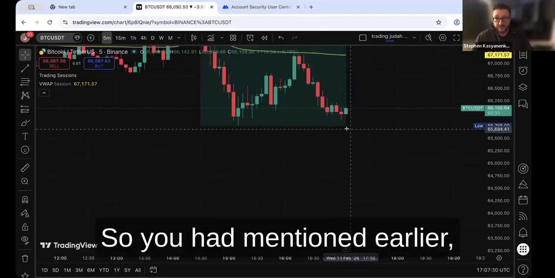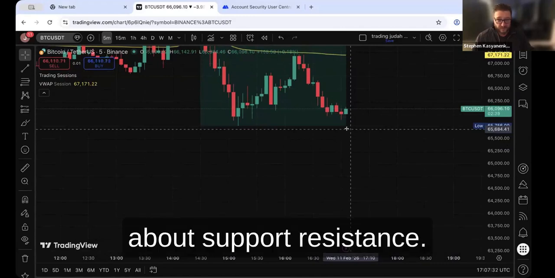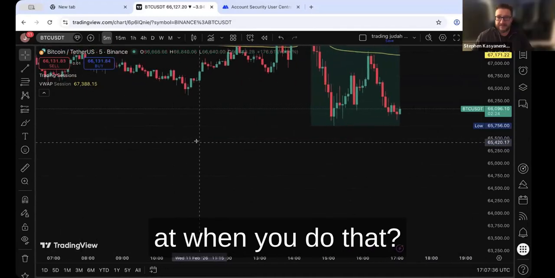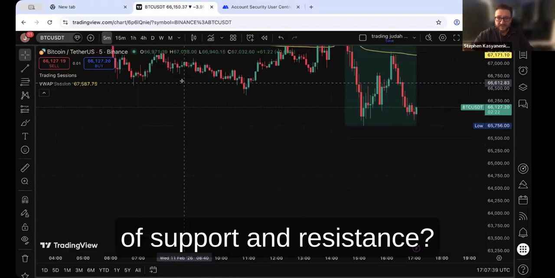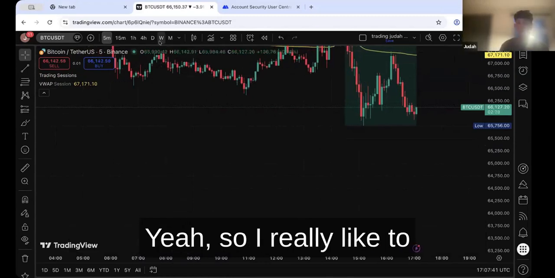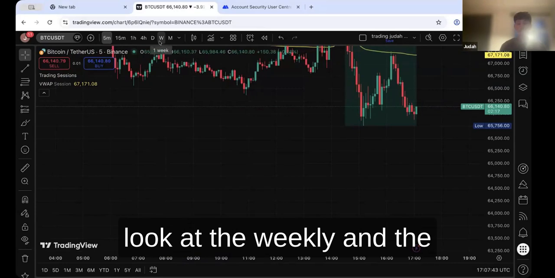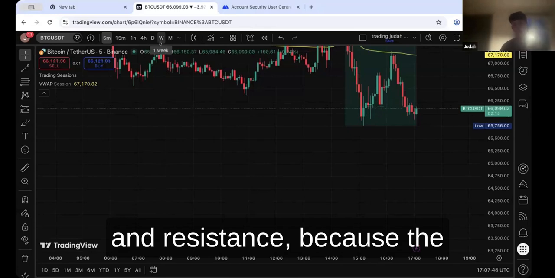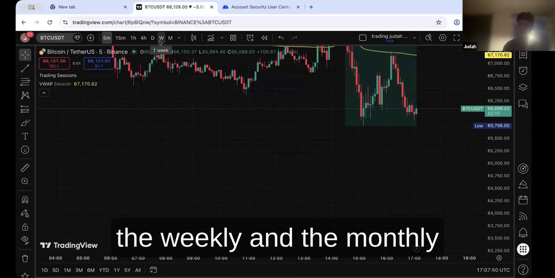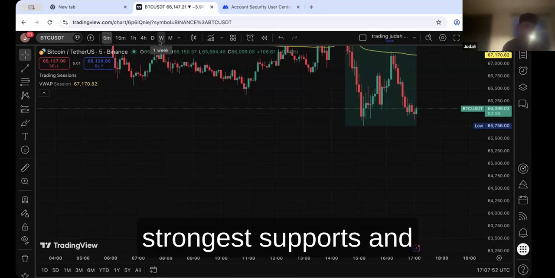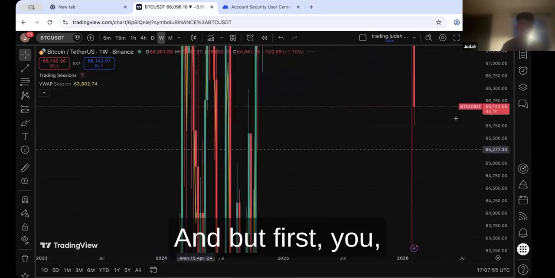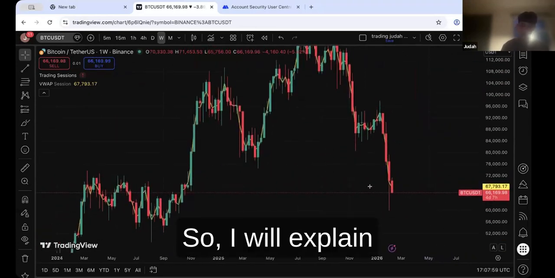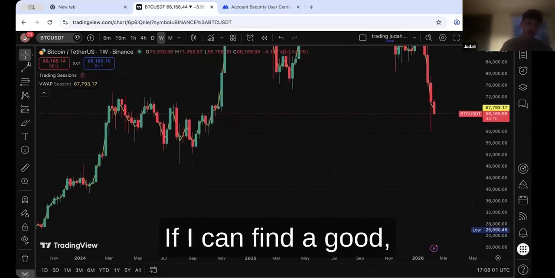You had mentioned earlier, and so did Amir, something about support, resistance. What time frame are you looking at when you do that? And can you show me an example of support and resistance? Yeah, I really like to look at the weekly and the monthly the most for support and resistance, because the support and resistance on the weekly and the monthly are going to be the strongest out there. But first you of course need to know what a support and resistance is. So I will explain that.